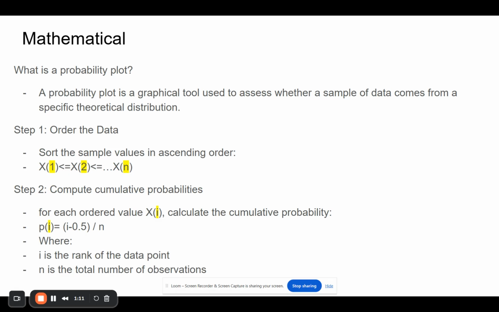So, like we said, a probability plot is a graphical tool that can be used to visually check whether a set of data follows a specific theoretical distribution. We start this process by sorting the sample data in ascending order, which we label as x sub 1, x sub 2, all the way up to x sub n, where n is the number of observations. For each ordered data point, we calculate its cumulative probability using the formula p sub i is equal to (i minus 0.5) over n, where i is the rank of the data point.